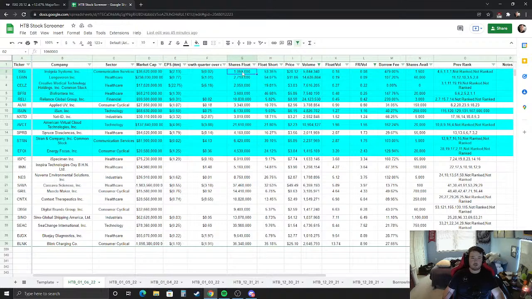Do the math. You have a total float for Insignia Systems, or ISIG, of 1 million shares, and a volume traded last trading day of 5.8 million. So close to 6 times the float was traded in the last trading day, and the stock is already 54% short of the total float. The borrow fee is looking around 500%, so shorts are obviously pressured to close, and there's close to no shares available to short.